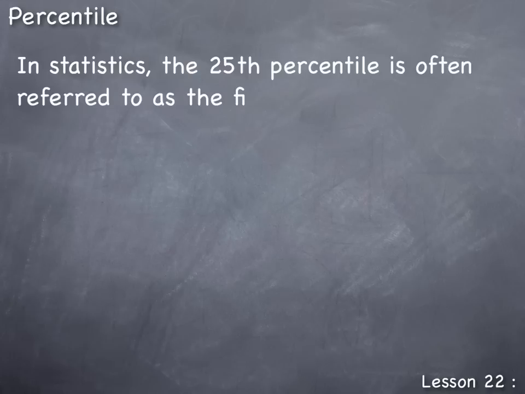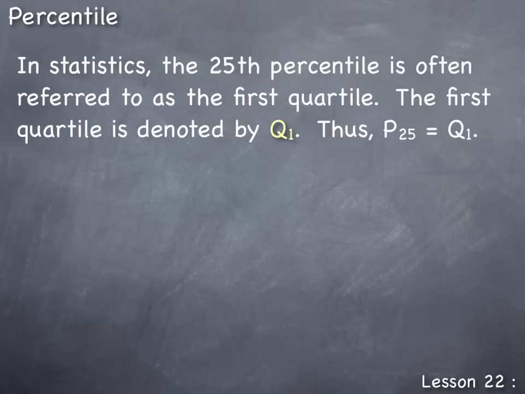In statistics, the 25th percentile is often referred to as the first quartile. The first quartile is denoted by Q sub 1. Thus, P sub 25 is equivalent to Q sub 1. That is, saying 25% of the data is less than a particular value is equivalent to saying 1/4 of the data is less than a particular value.